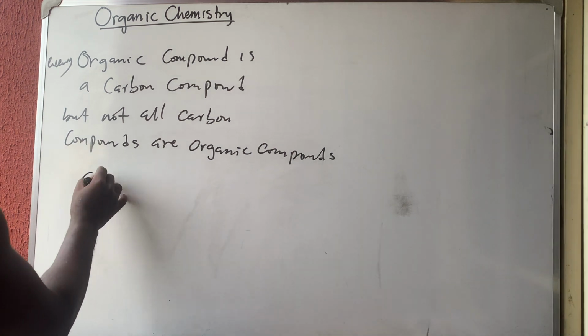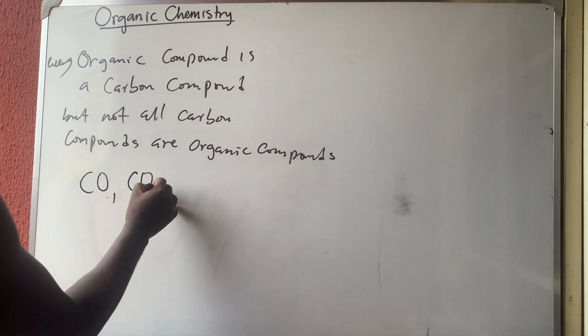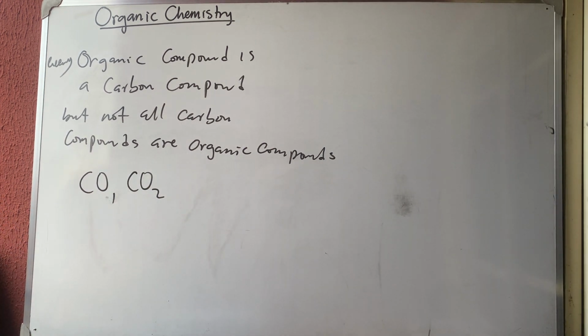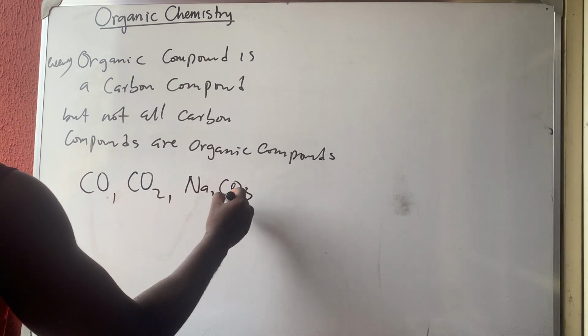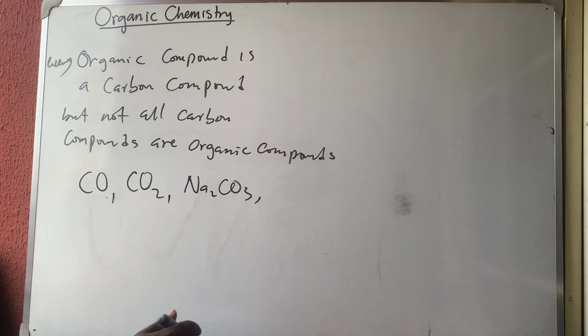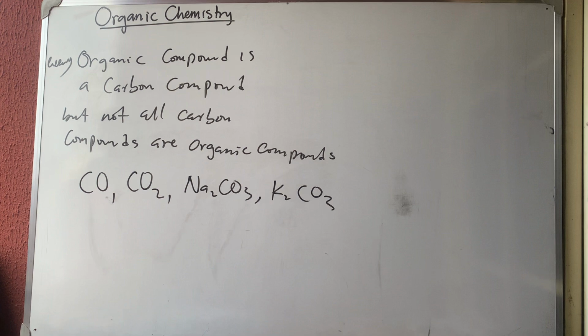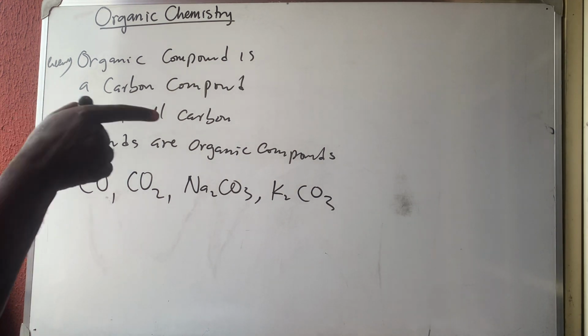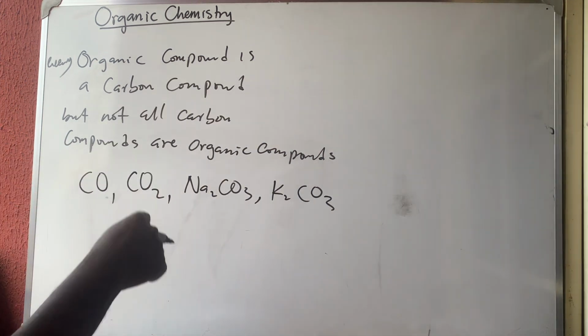For example, CO, that is carbon monoxide, and CO2, carbon dioxide. Another one is metallic trioxocarbonate(IV). An example of that can be Na2CO3, that is sodium trioxocarbonate(IV). You can have potassium trioxocarbonate(IV). These are carbon compounds that are not organic compounds.